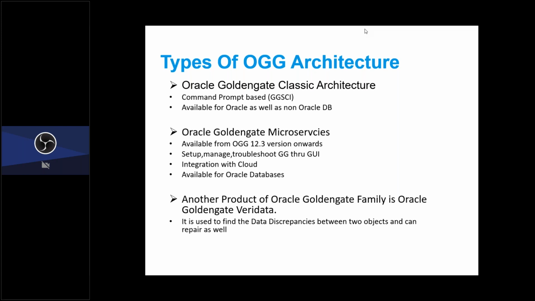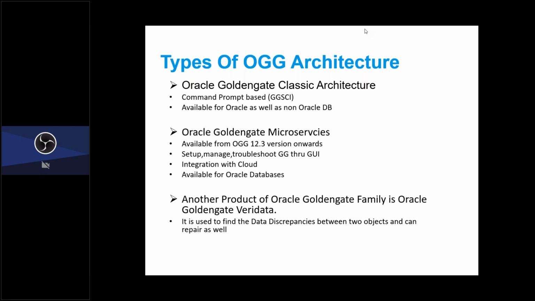Okay, so the two types of architectures of Oracle Golden Gate include classic and microservices. Now there is one more product in the Golden Gate family which is called Veridata. Has anyone heard about that? You must have, definitely, if you have attended any of my session webinars. I've been talking about this a lot.